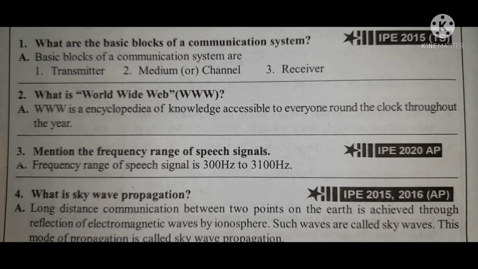So from these very short answers, number one, first very short answer is: what are the basic blocks of communication system? That is the question. As you know, the basic blocks of the communication system are transmitter, medium or channel, and receiver. That is the best answer. You can read the example also.